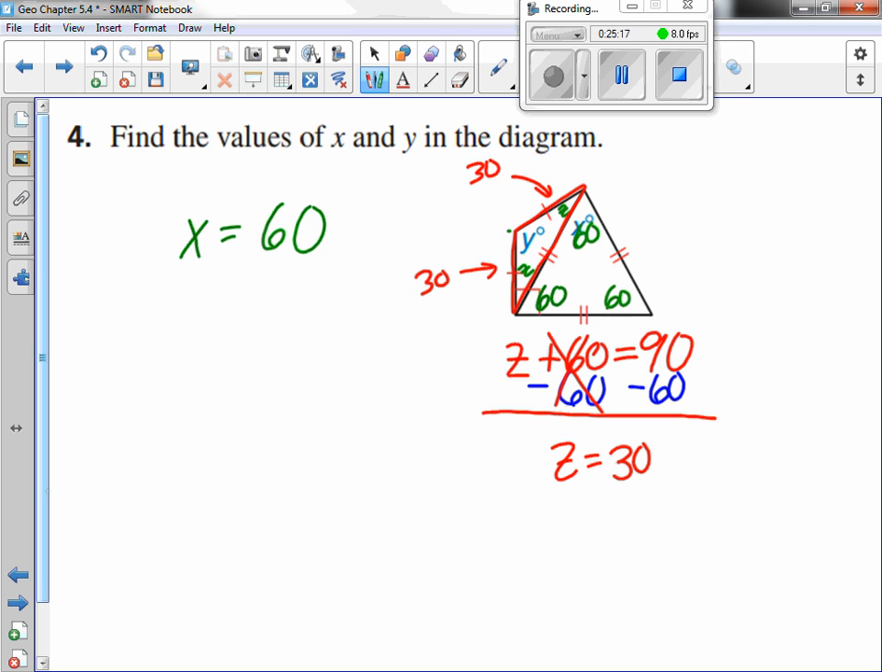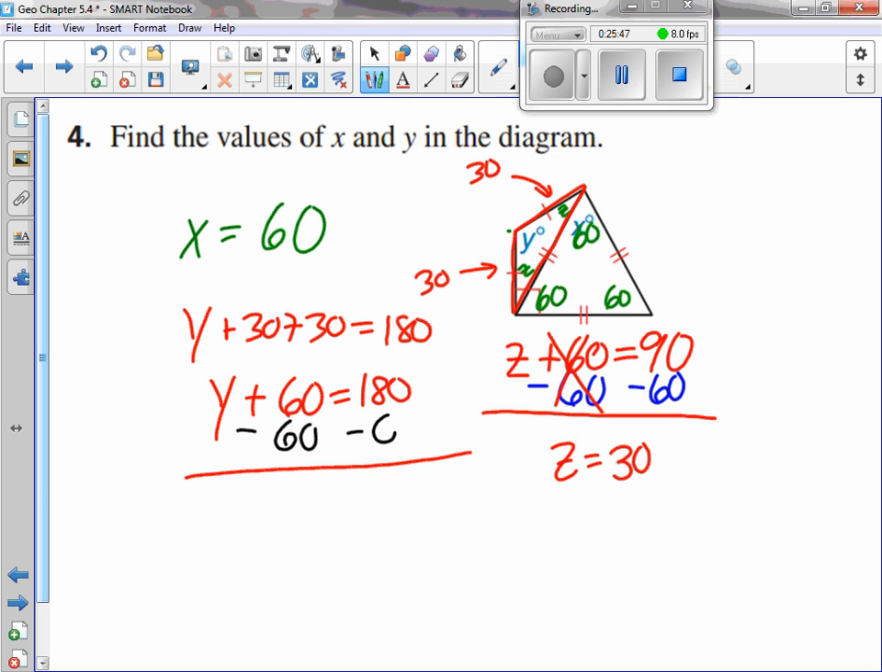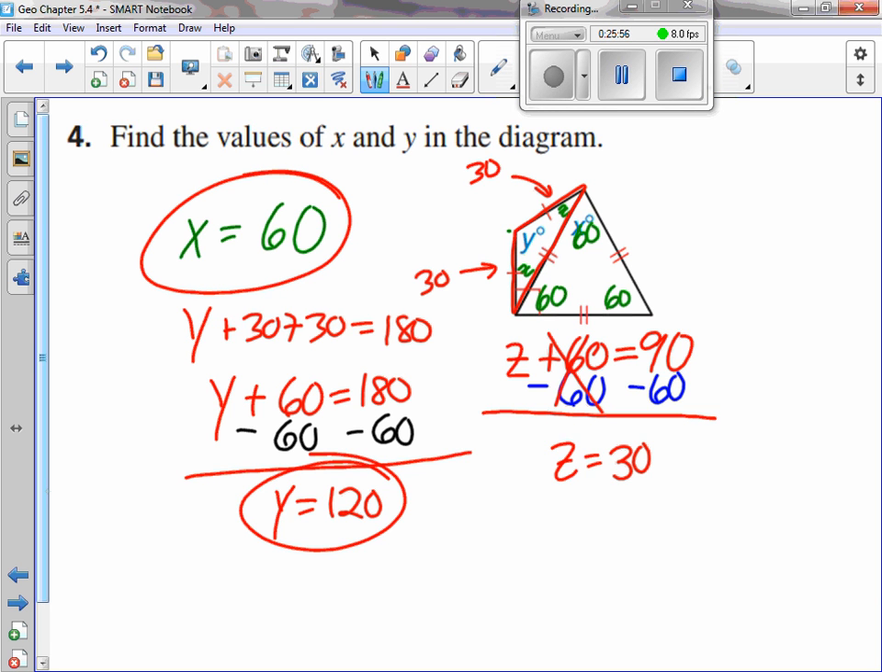Okay, so how would I find y? Yes, because we're saying y plus 30 plus 30 is equal to 180. Because again, any three angles inside of a triangle add together to be 180. Well, 30 and 30 is 60. We would subtract 60 from both sides and get y is equal to 120. Questions on this here? Questions on this here?